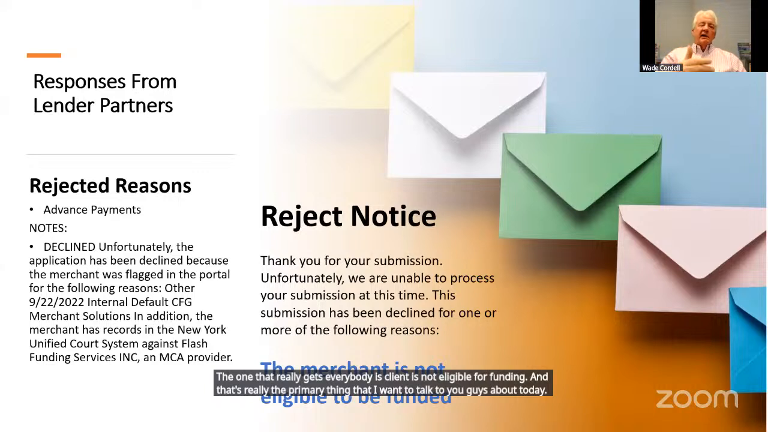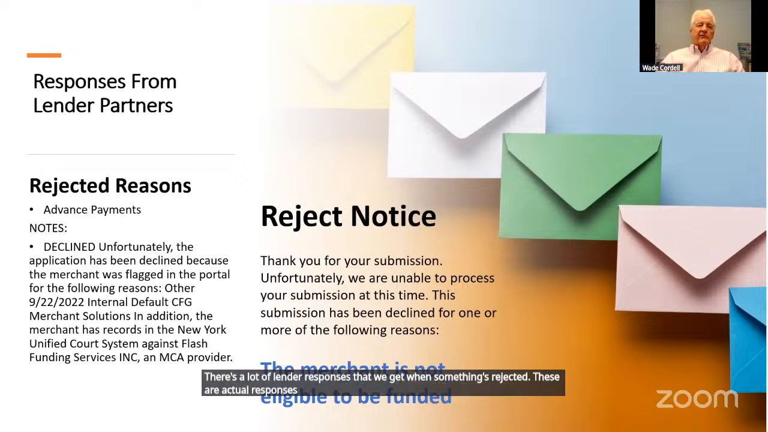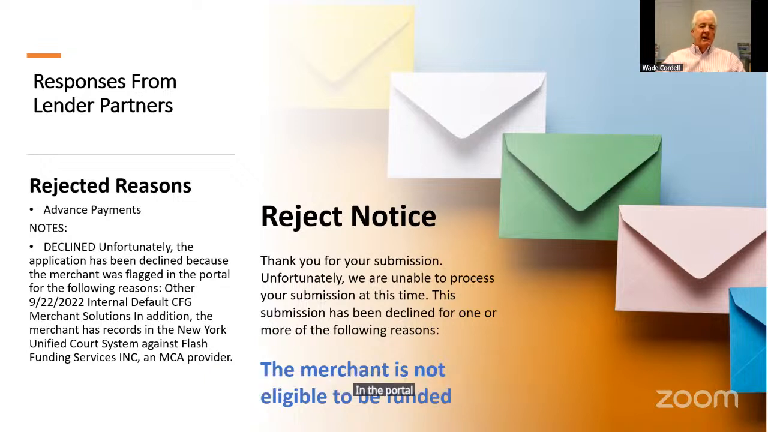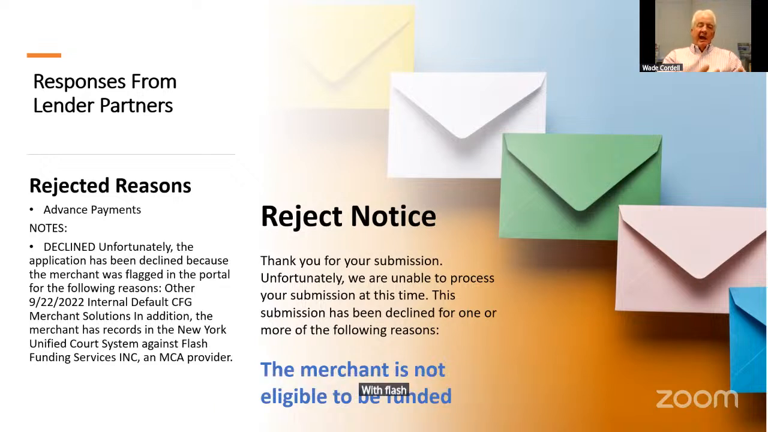There are a lot of lender responses that we get when something's rejected, and these are actual responses right here. For example, this one was rejected for, it says declined. Unfortunately, the application's been declined because the merchant was flagged in the portal for the following reasons. They defaulted with CFG Merchant Solutions. In addition, there's court papers filed against them with Flash Funding. So that particular one kind of speaks for itself.